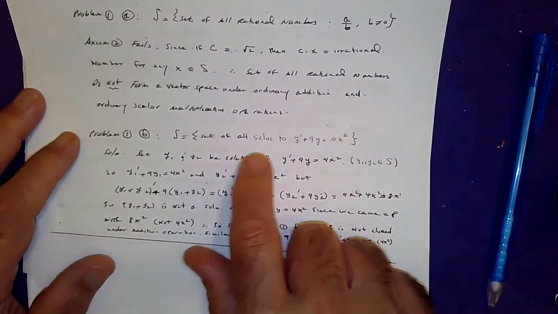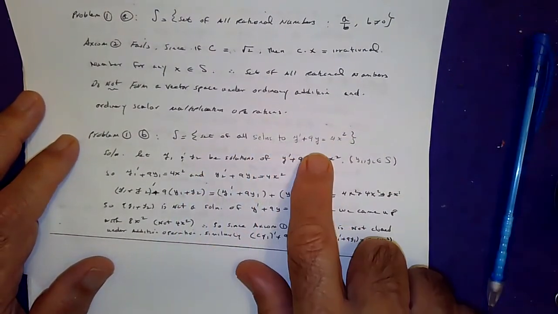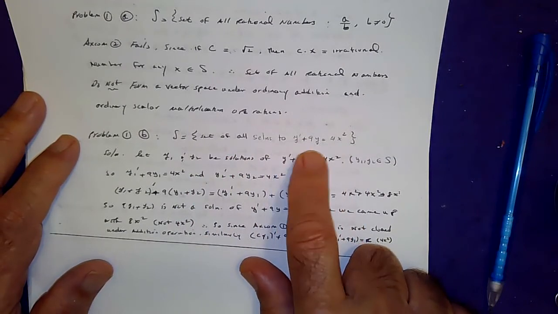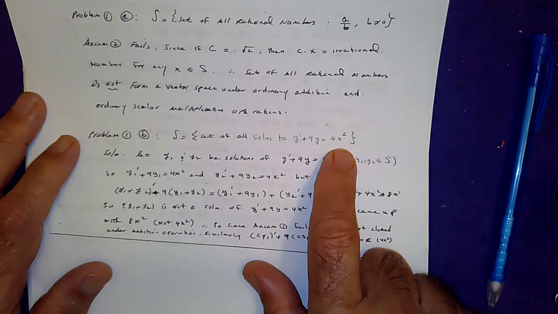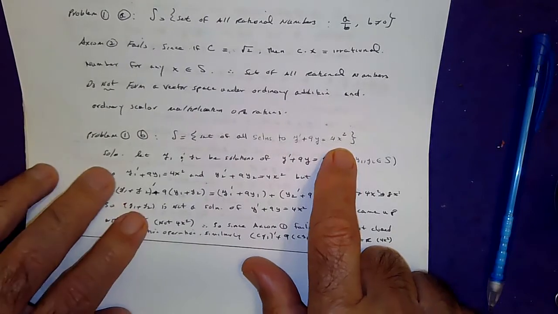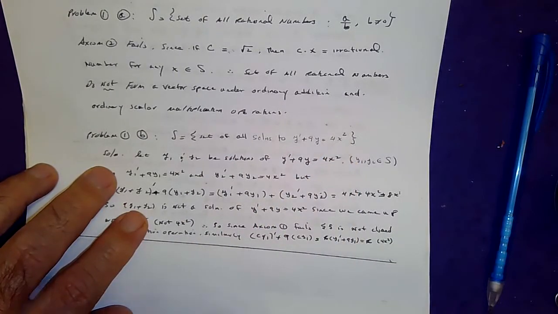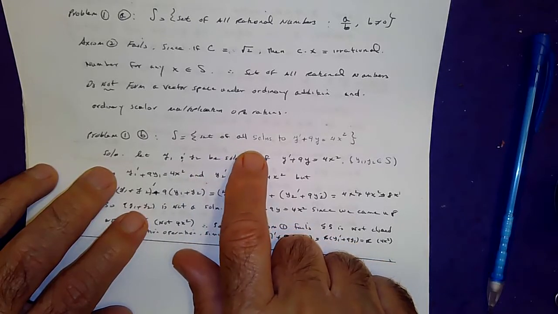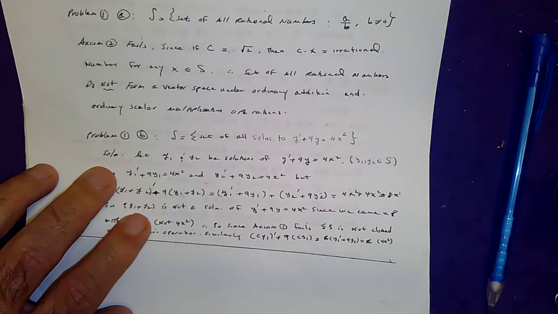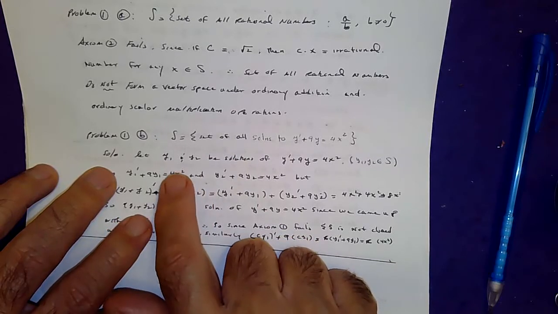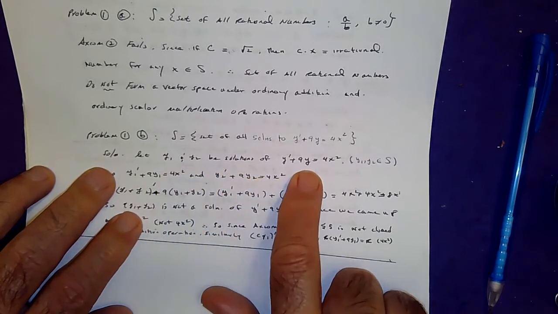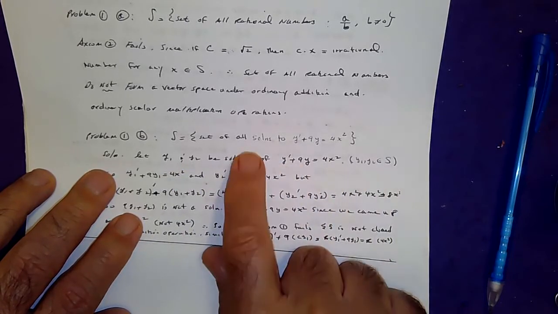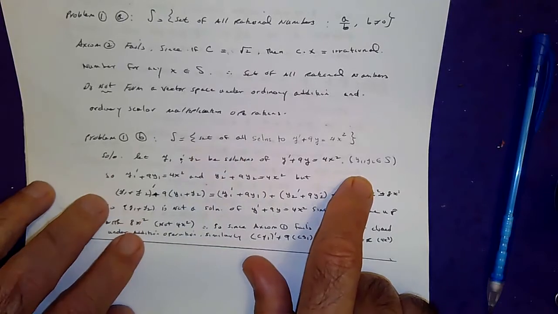The next problem is the set of all solutions to this first order non-homogeneous linear differential equation, namely y prime plus 9y is equal to 4x squared. In order to show that this does not form a vector space, you say, okay, let y1 and y2 be solutions of this differential equation. In other words, let y1 and y2 be members of the set S.